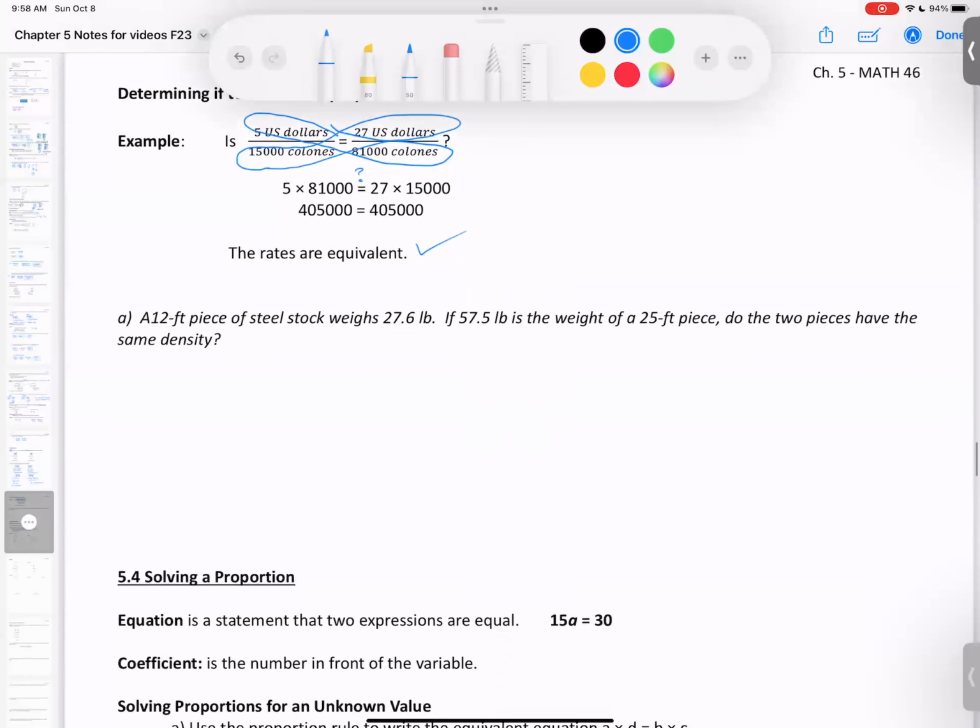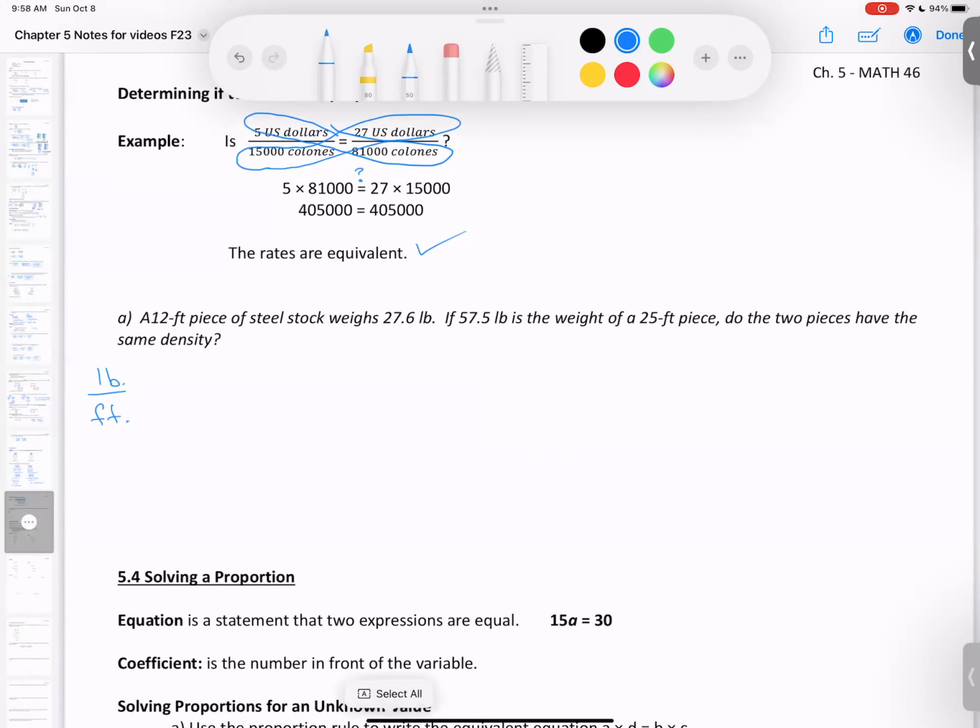So let's take a look at another. We've got a 12-foot piece of steel, which weighs 27.6 pounds. If 57.5 pounds is the weight of a 25-foot piece, do the pieces have the same density? Now, density is a measure of pounds per volume usually. So here, what they're looking for is the pounds per feet. So we want to make sure we're consistent with our units.